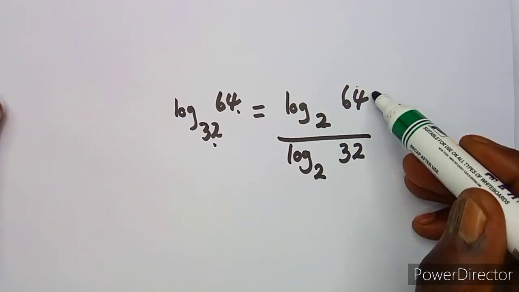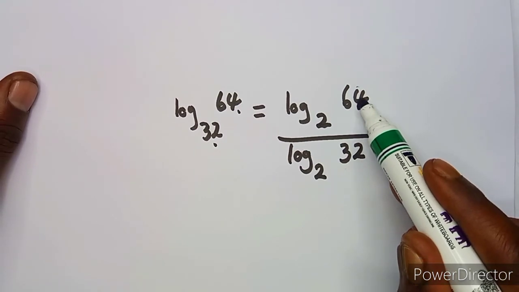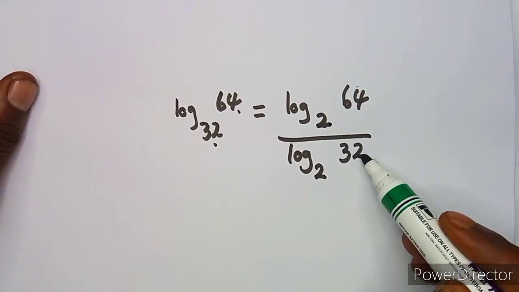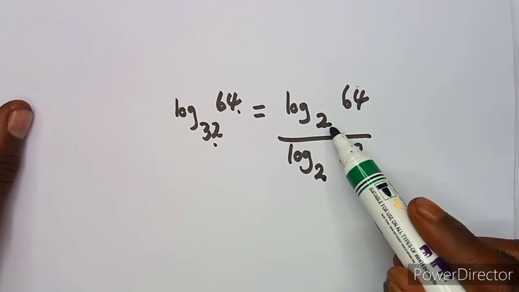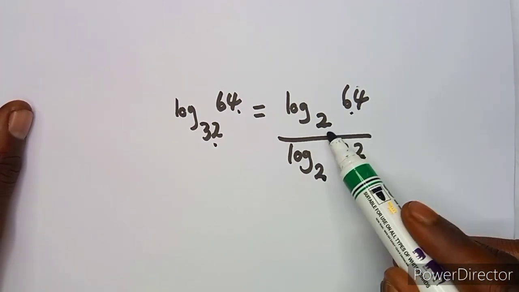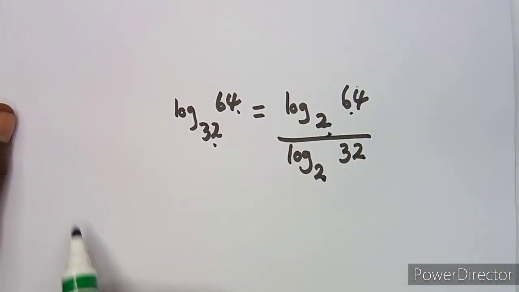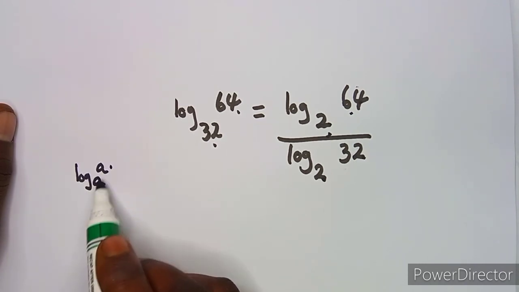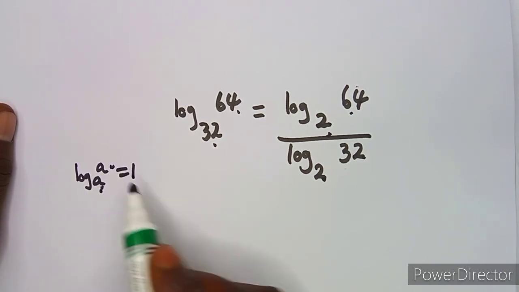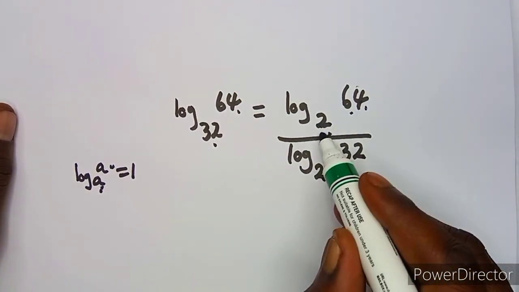Now you can't simplify this time, because this number and the base are not the same. So you're going to choose to write this 64 in terms of what? In terms of 2, because remember what you need is that if the number and the base are the same, it gives you a 1. Already the base is 2. So you must write this number in terms of what?